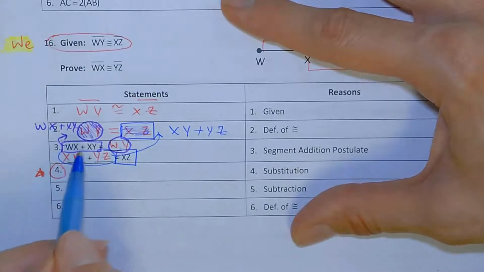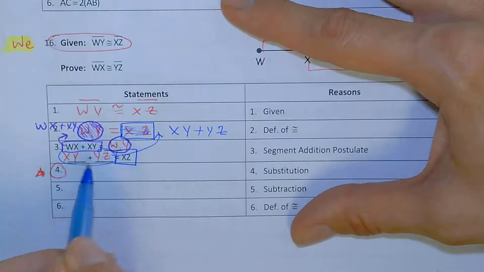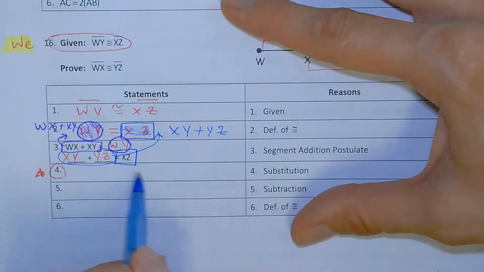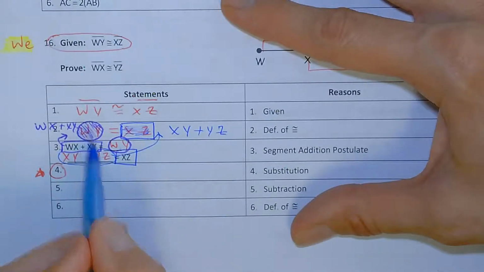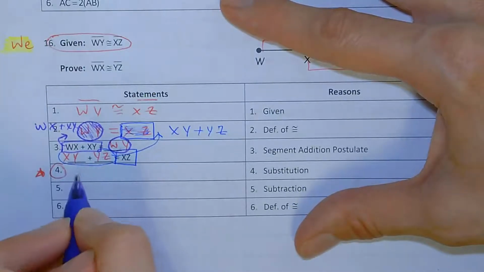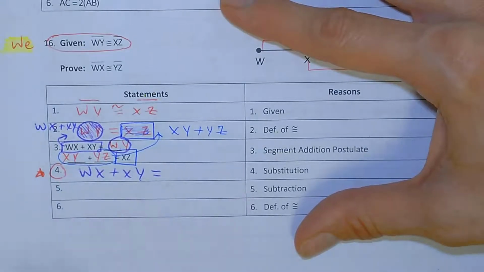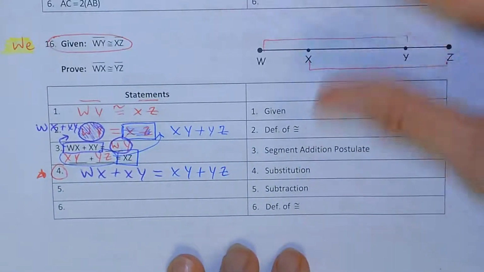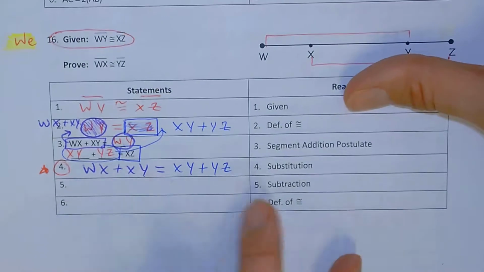So take a second and look at what I did. I put this information in for the WY, and I put this information in for the XZ. That is what I'm going to write in step 4, because I substituted something on both sides. It's like doing a double substitution. So my equation in number 4 would be WX plus XY equals, and on the other side is XY plus YZ. That is a really difficult thing for kids to get, so we just have to keep practicing it until you guys see that.